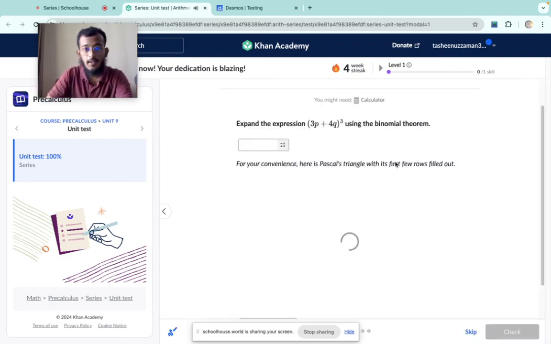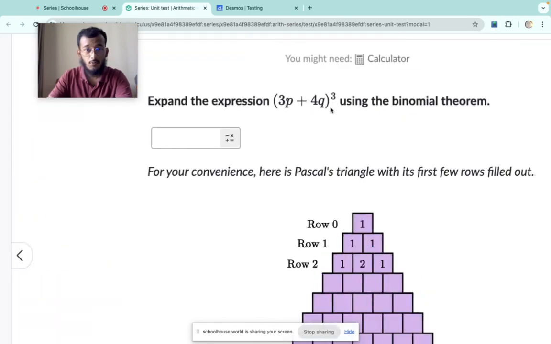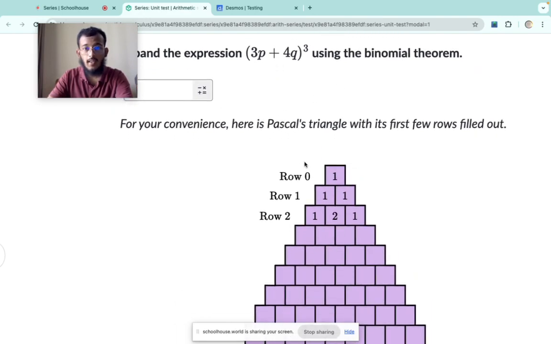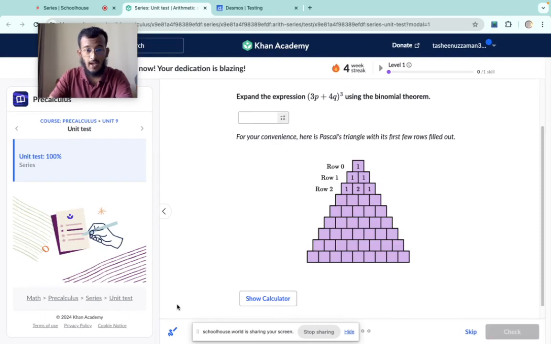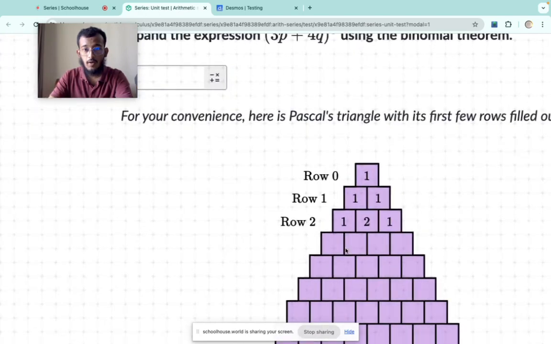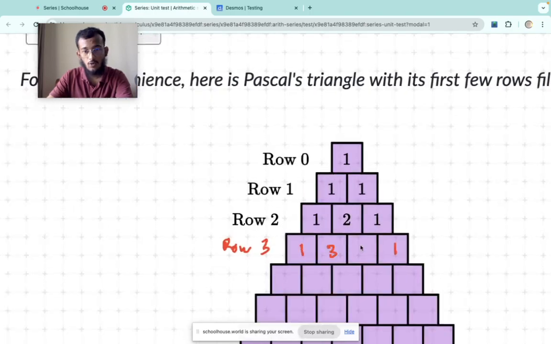There we go. All right, so expand the expression (3p plus 4q) to the whole cube using the binomial theorem. For your convenience, here is the Pascal's triangle with its first few rows filled out. Since we have a cube here, to the power 3, we only need to fill this triangle up to row 3. Both sides get 1, and the addition of these two, 2 plus 1, is 3, and 2 plus 1 is 3.